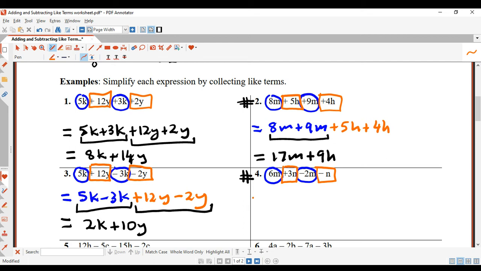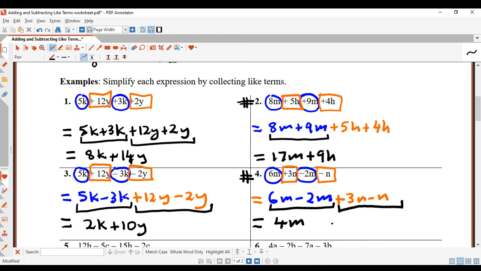Okay, so let's collect those like terms together. So 6m and minus 2m go together. And then the positive 3n and minus n go together as well. Okay, so now we put the pairs of like terms together and simplify them. So 6m minus 2m is 4m. And then positive 3n take away n is positive 2n.